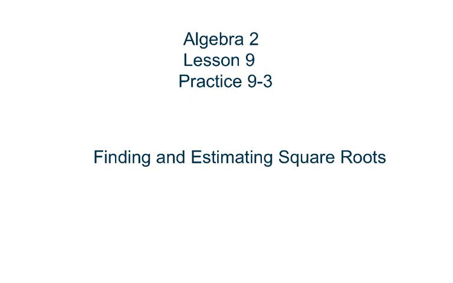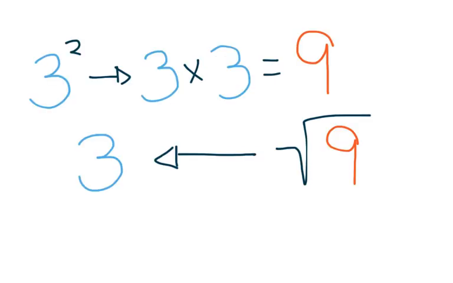Algebra 2, Practice 9-3, Finding and Estimating Square Roots. So, as you've learned before, when you square a number, what you're doing is multiplying it by itself. So 3 squared is going to be 9. That means the square root of 9 is 3. So when you're finding the square root, you're basically doing the opposite of squaring a number. You're trying to figure out which number squared equals that number.